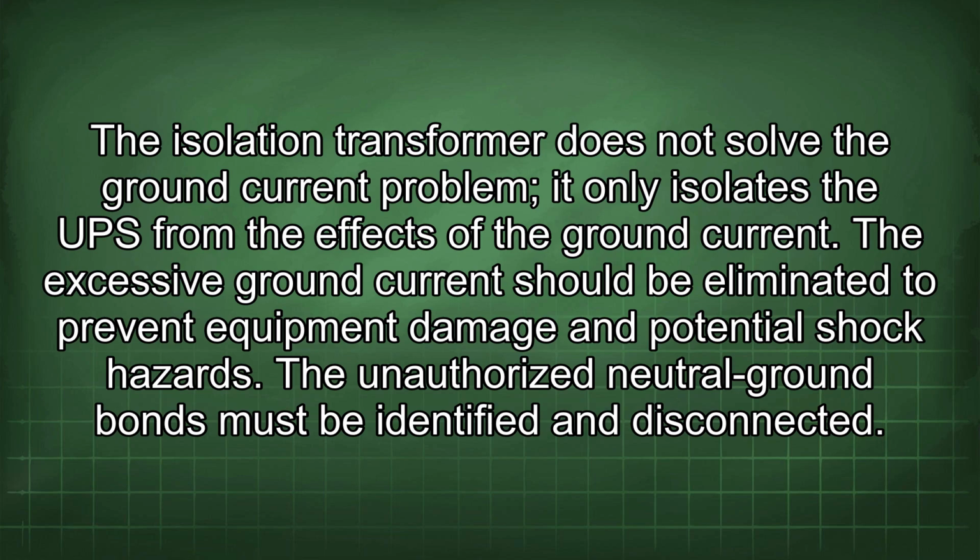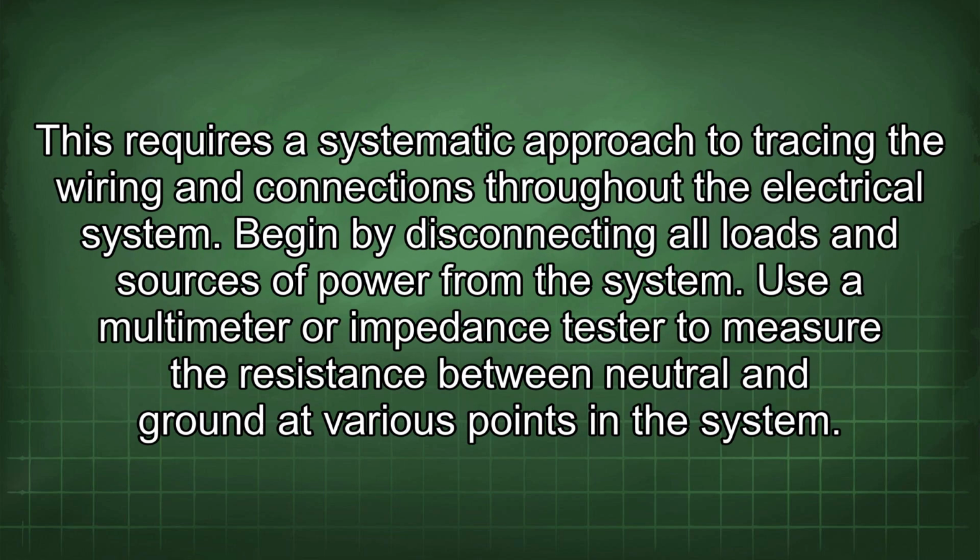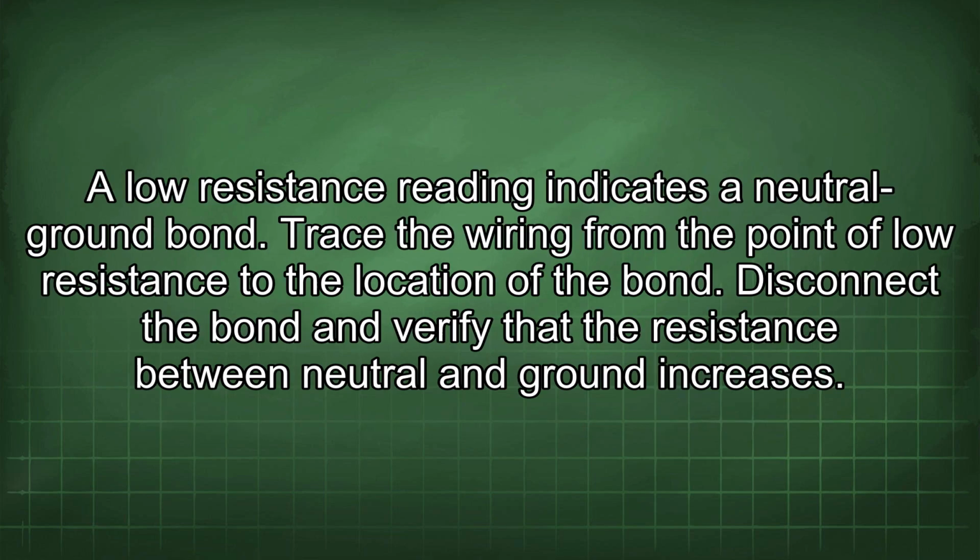The unauthorized neutral ground bonds must be identified and disconnected. This requires a systematic approach to tracing the wiring and connections throughout the electrical system. Begin by disconnecting all loads and sources of power from the system. Use a multimeter or impedance tester to measure the resistance between neutral and ground at various points in the system. A lower resistance reading indicates a neutral ground bond.